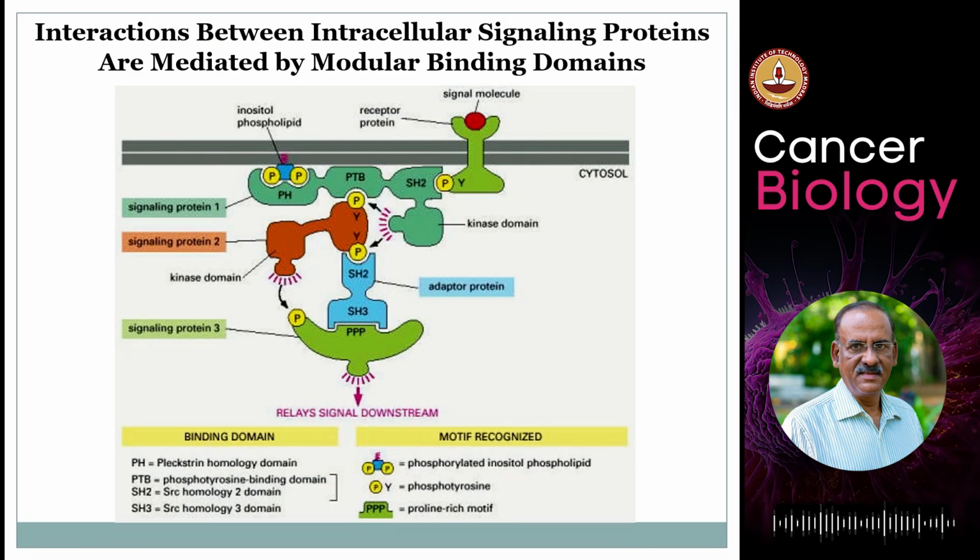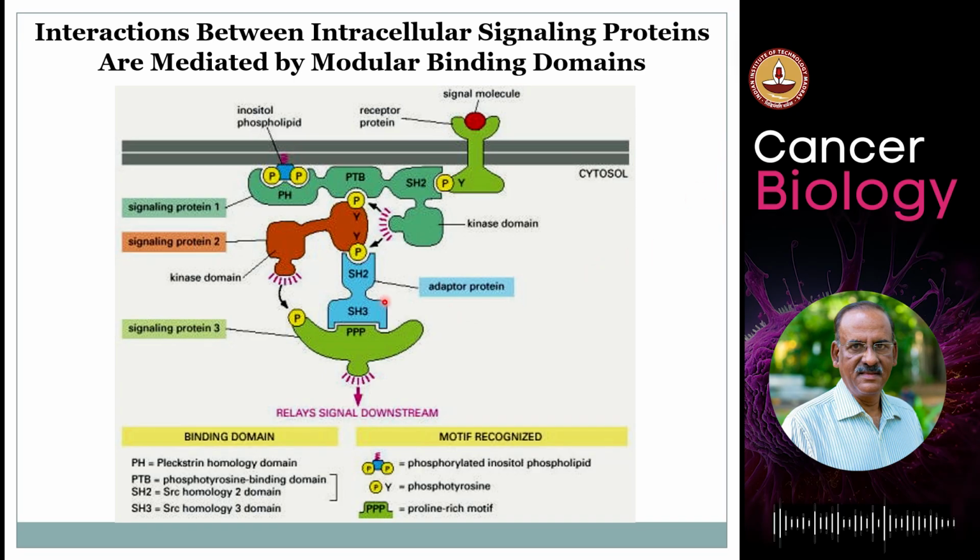Now, the interaction between different signaling molecules, the so-called signaling intermediates, are all mediated by these modular proteins. As I told you, adapter proteins. So they will be in between. Their job is to connect two different proteins with the receptor. It's not that it always has to be connected with the receptor. The receptor may be connected to one domain, and that domain may be connecting with several other proteins. So it acts like a circuit. So that is very interesting.